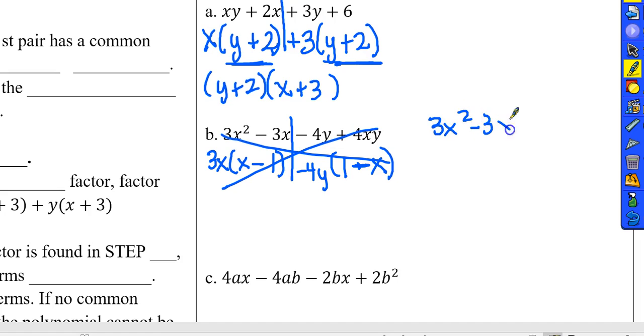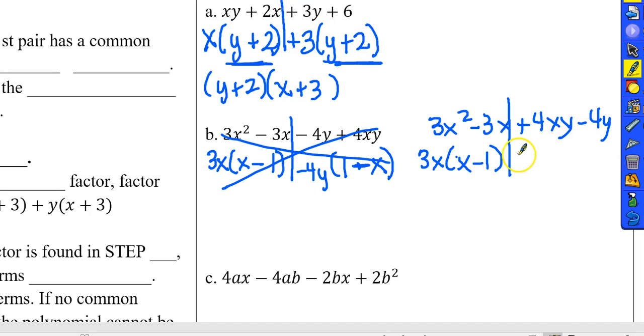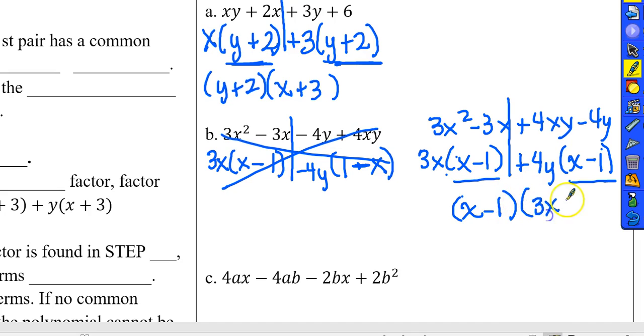3x squared minus 3x plus 4xy minus 4y. Sometimes you got to do it, people. Sometimes you do. So we're going to cut it in half again and start again. 3x times x minus 1. We had that. What do they have in common? Positive 4y times x minus 1. Magic. There it is. It happened. So our GCF is x minus 1. Our other factor is 3x plus 4y.